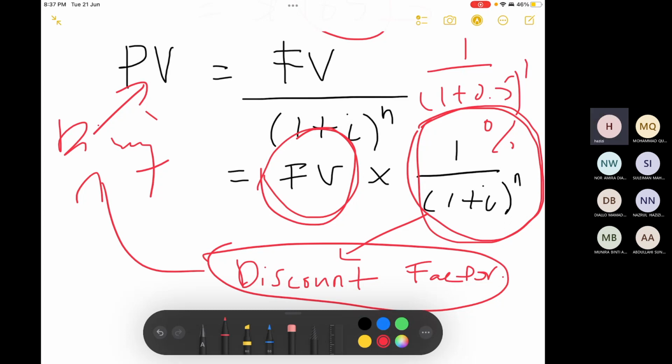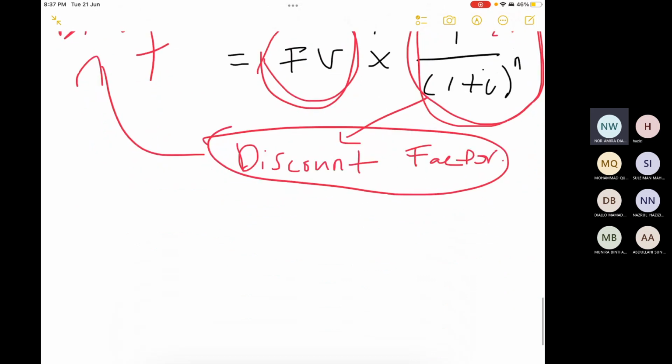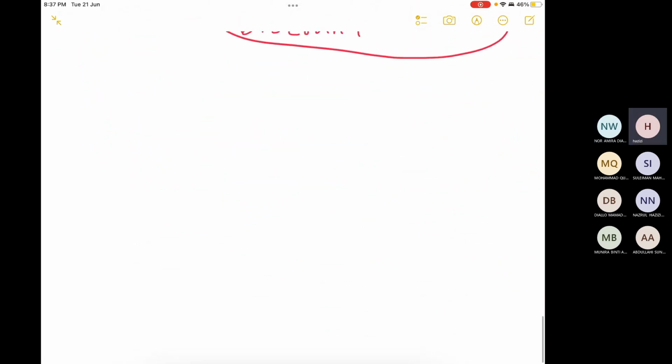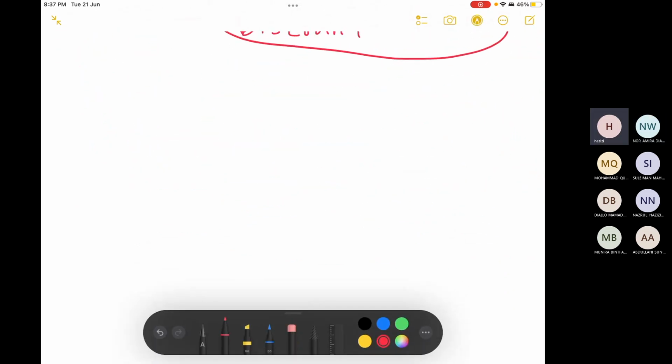Any questions so far about the formula? This is the time that you have to ask any question. Amira, do you understand? Okay, you don't understand? So basically, is this the same or what? It's not the same. It's just like you reverse the question.